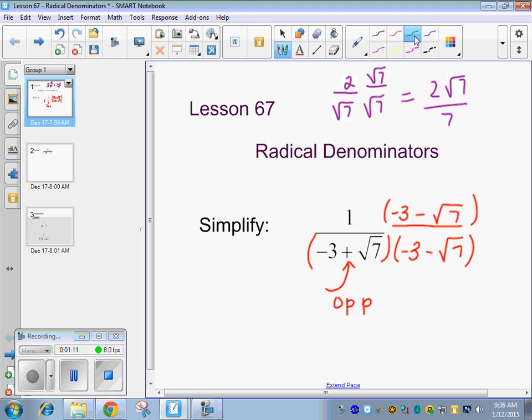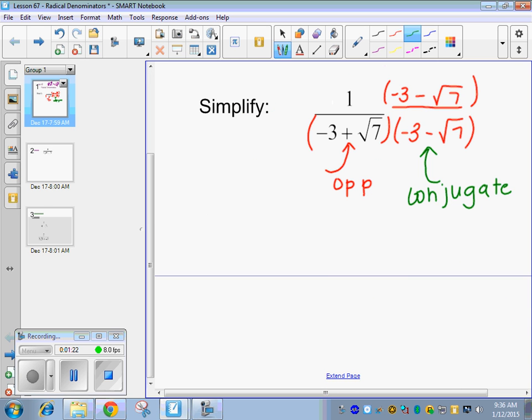But what happens when we multiply by the conjugate, and you might want to make note of this vocab word, conjugate, is we're going to end up with all whole numbers in the bottom. We're not going to have radicals anymore, and that's the goal, to get rid of the square root of 7. So in the numerator, I multiply the 1 times each of these, which just gives me negative 3 minus the square root of 7. And we're allowed to have radicals in the numerator. And in the denominator, we're going to FOIL.